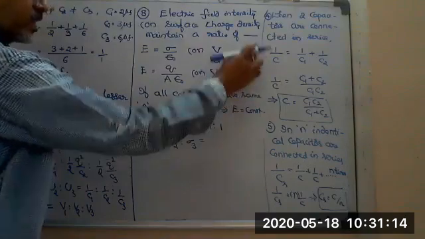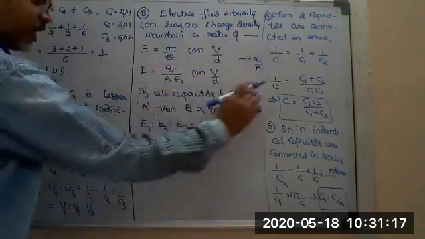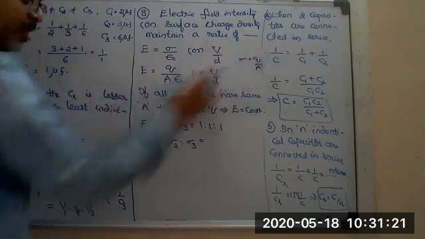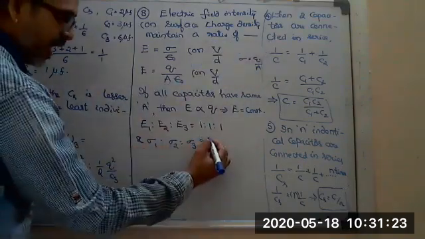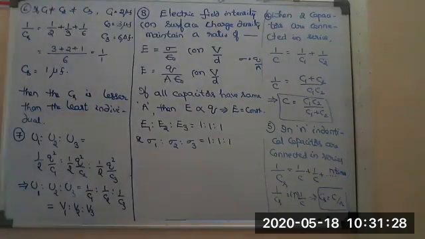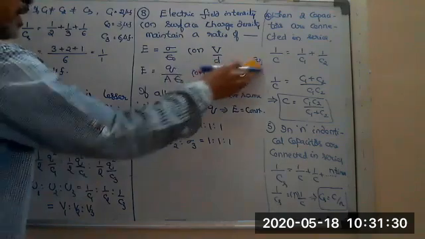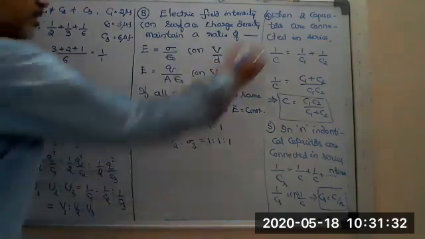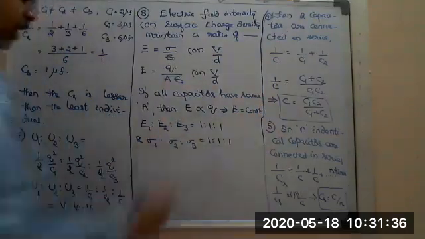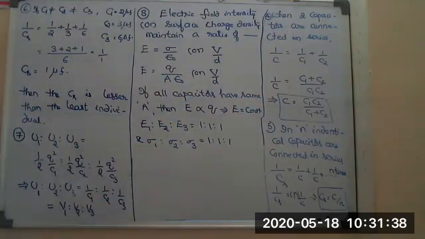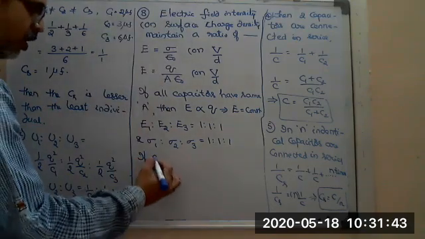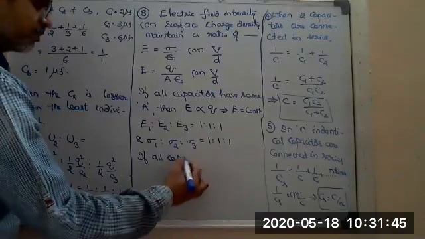In series, Q is constant. In our consideration, A is a constant. So both are constant, which means you will get the ratio as 1 is to 1 is to 1. So here we are getting the electric field intensity and the sigma's ratio.